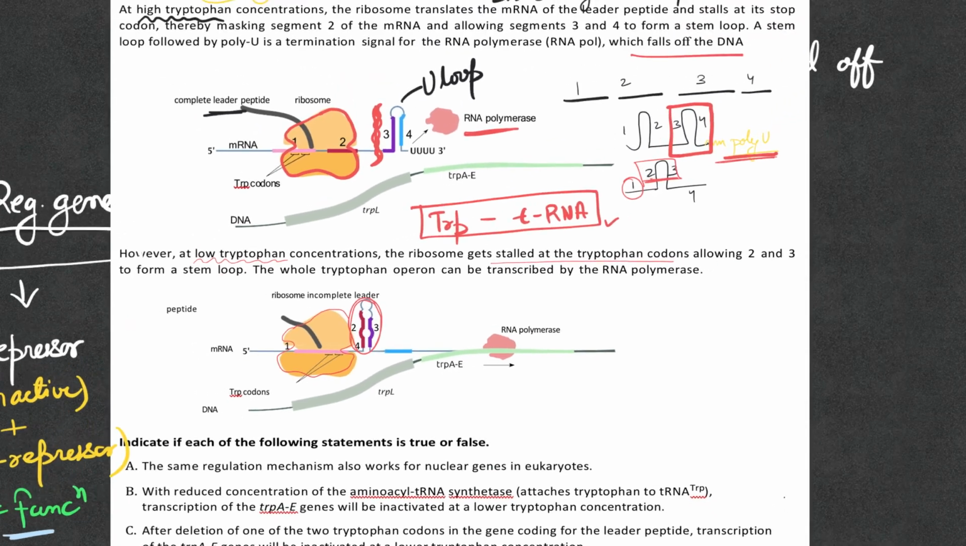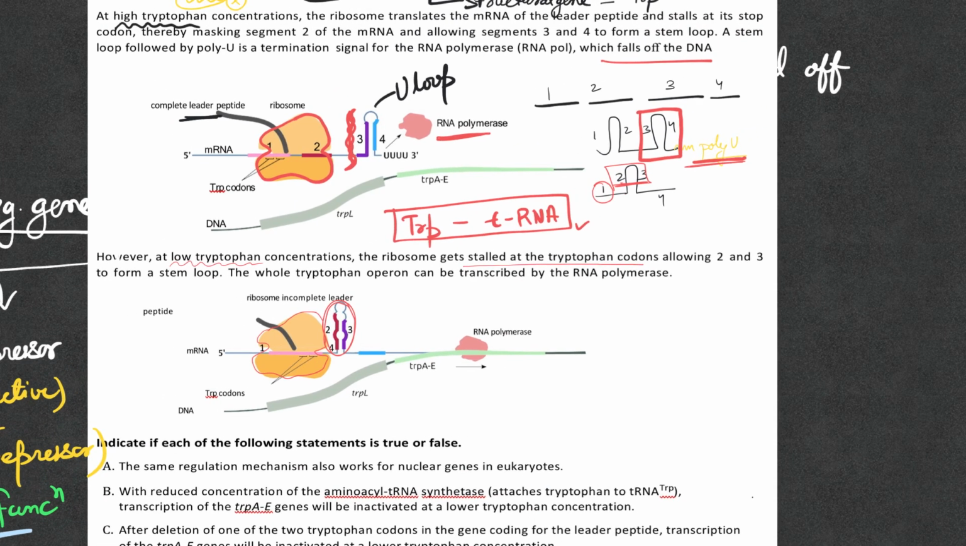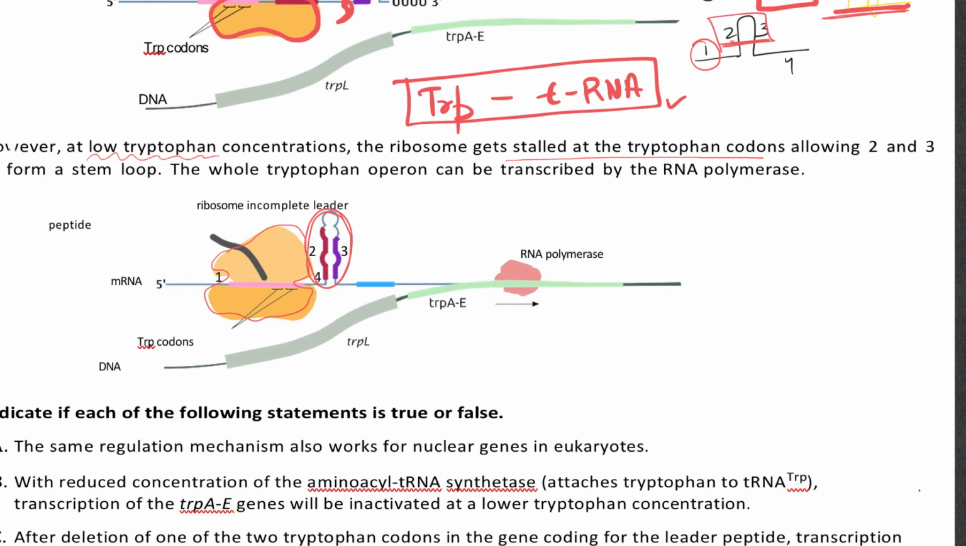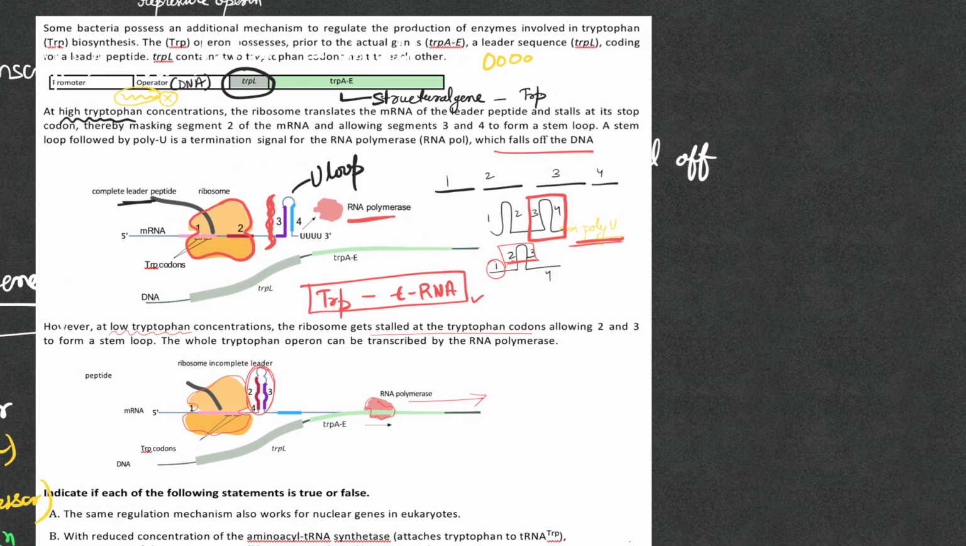This should make very good sense, because I don't want the tryptophan synthesis to work when I have plenty of tryptophan, but I want the tryptophan synthesis to work when I do not have tryptophan. So if I do not have a termination signal, the RNA polymerase will continue, and very soon the ribosome would follow on the mRNA, and I'll have my tryptophan. So this is the concept of attenuation.